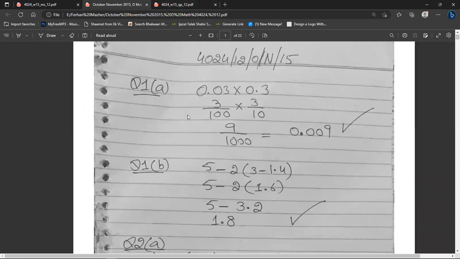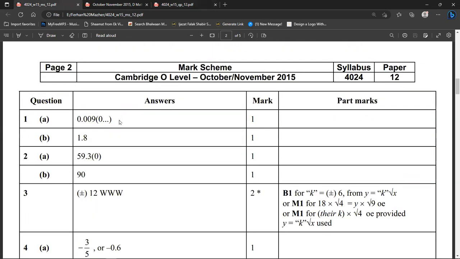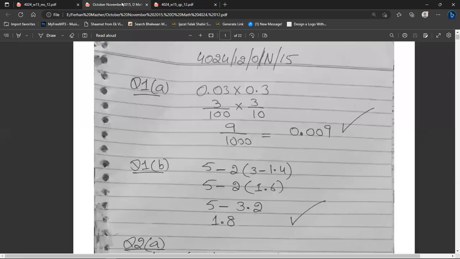0.03 is 3 by 100, and 0.3 is 3 by 10. So 3 by 100 multiplied by 3 by 10 will be 9 by 1000. Now I will move the decimal 3 steps to the left, so the answer will be 0.009. So the answer is 0.009, which is right. This is the solution.